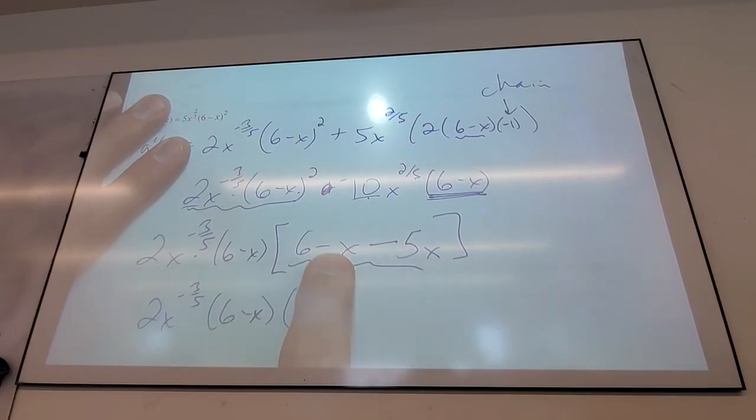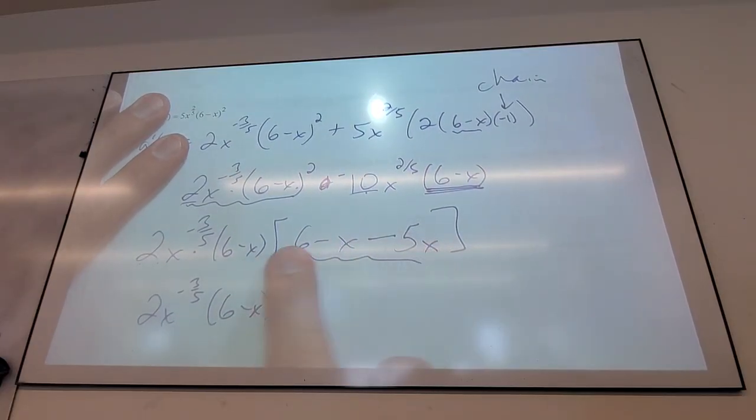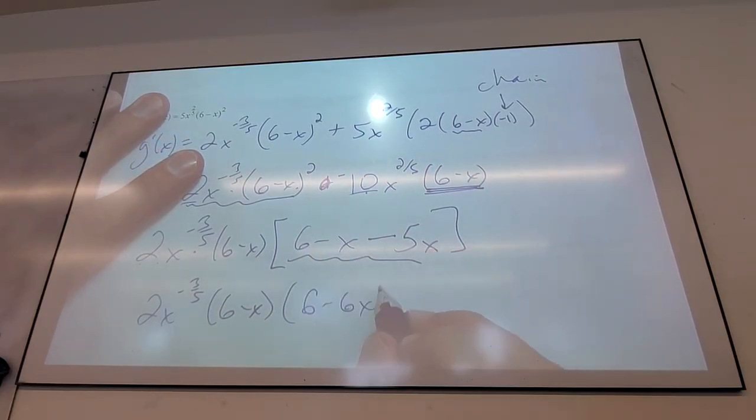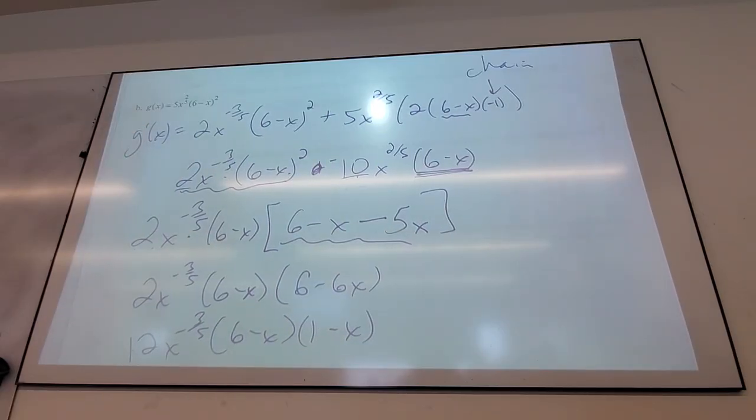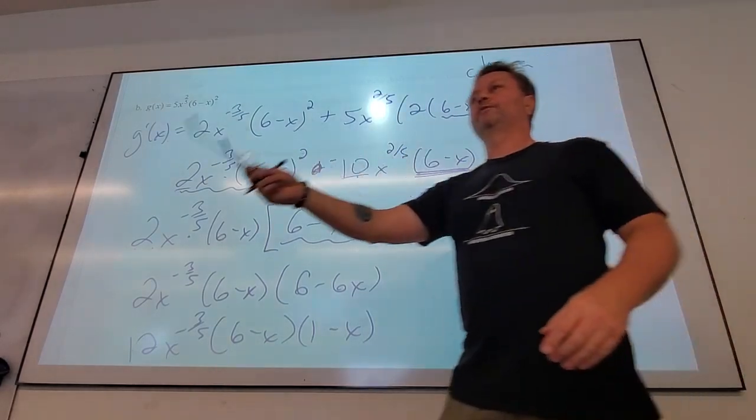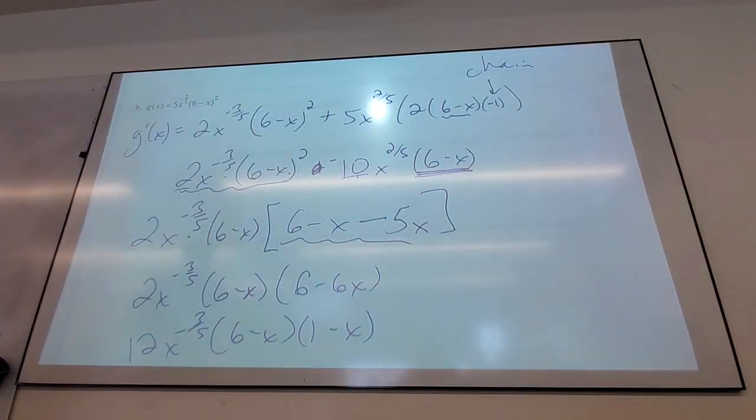What can you do here? 6 minus 6x. And then I can take a 6 out. And I'm done. I'm done factoring. Now I can answer the question. What happened to factor? Do it again.